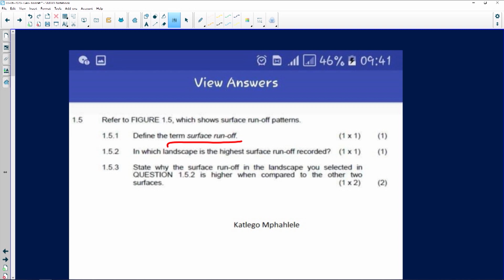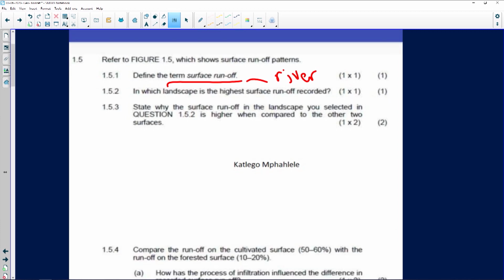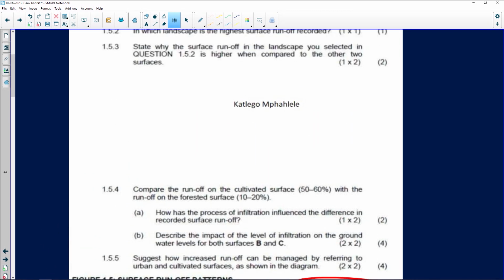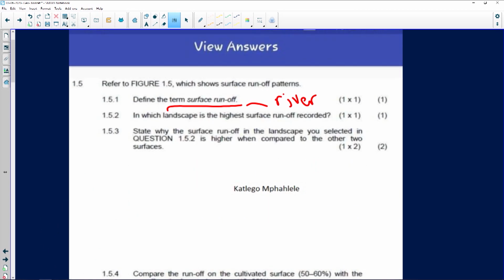Now, question 1.5.2. On which landscape? Just for instance, we can write there, for example, a river. In which landscape is the highest surface runoff recorded? Now, they've mentioned there are three runoffs: urban, cultivated, forested. Definitely 90 to 100%. And the correct answer is going to be the urban landscape.